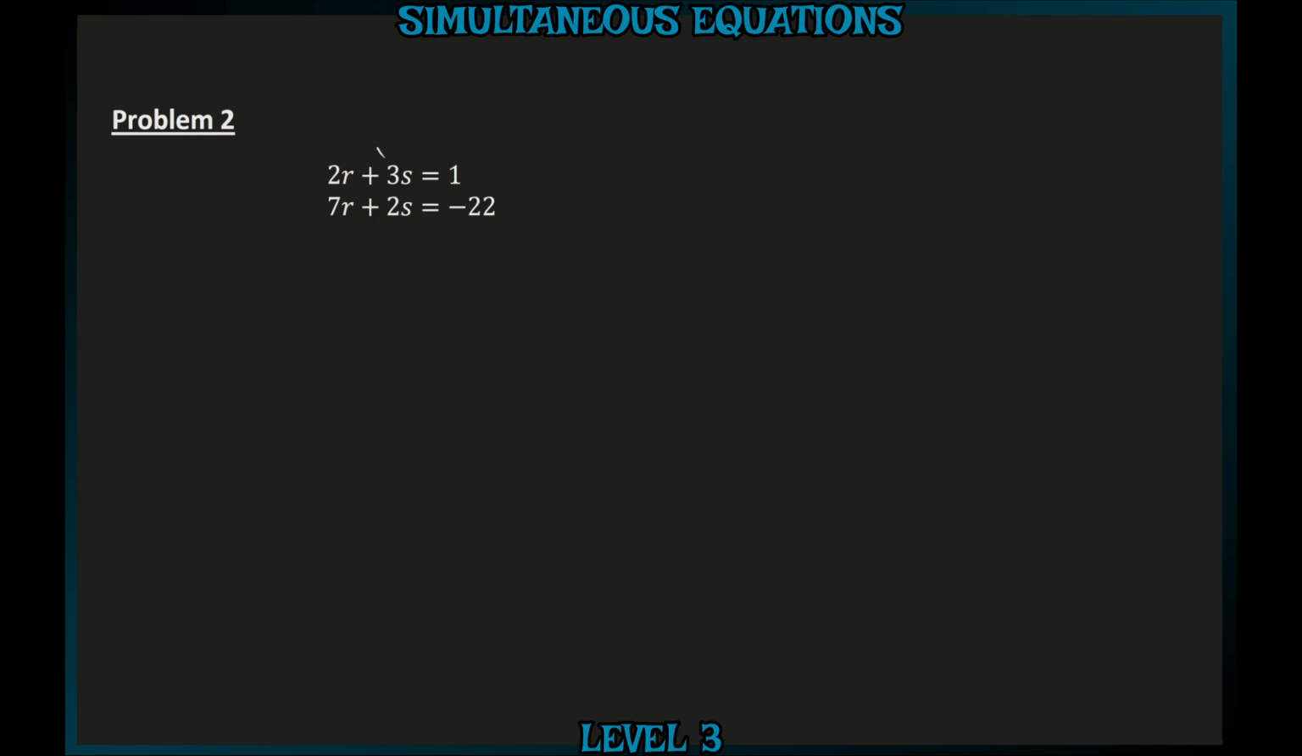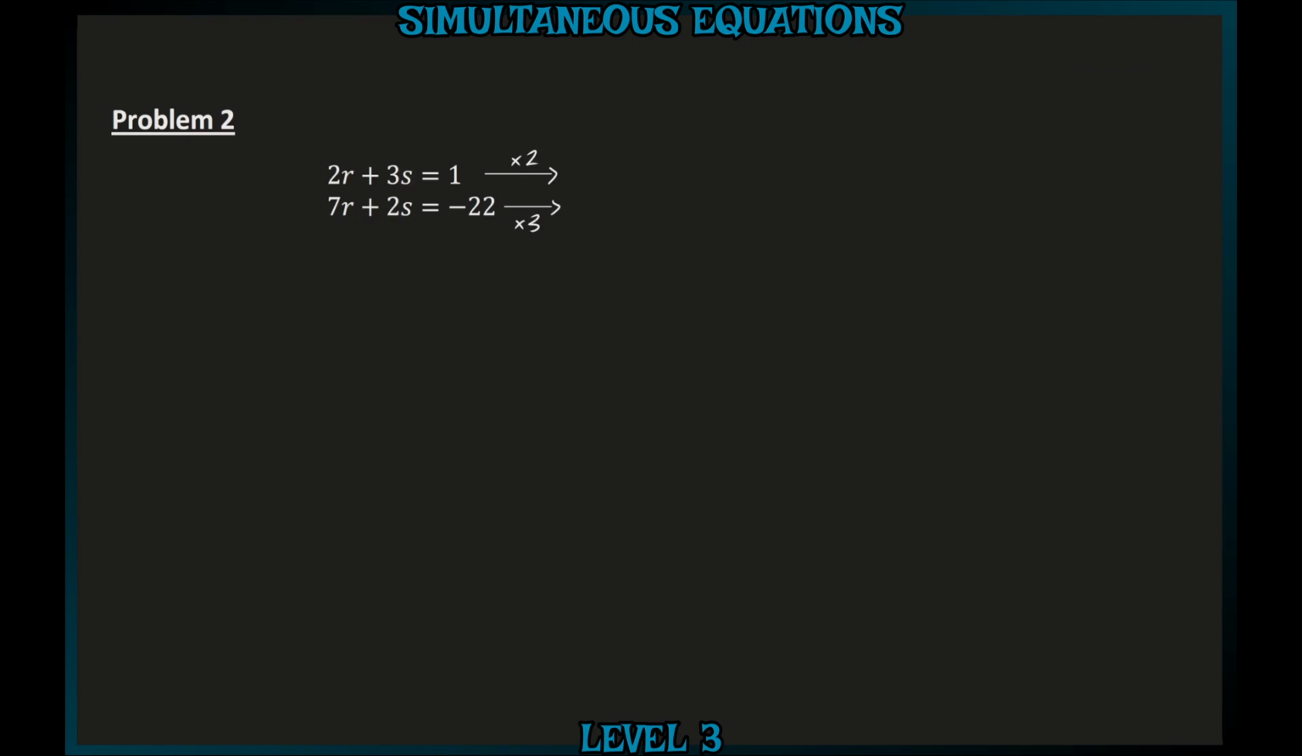Alternatively, we could multiply the first equation by 2 and the second equation by 3, and this would give us a 6s in both equations. And although either of those options would be fine, I'm going to go with the second one just because we're using smaller numbers. So I'm going to make the number in front of the s's the same by multiplying the top equation by 2 and the bottom one by 3.